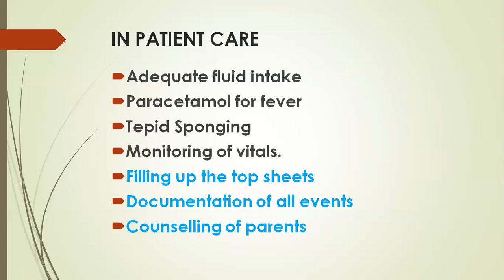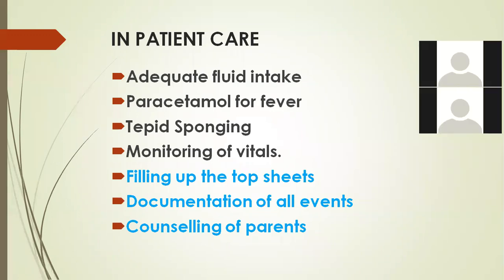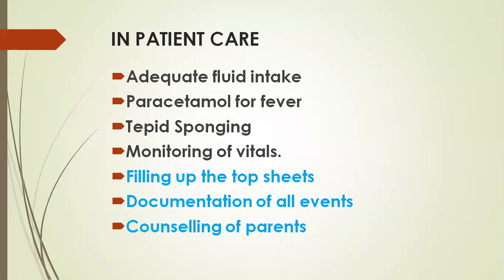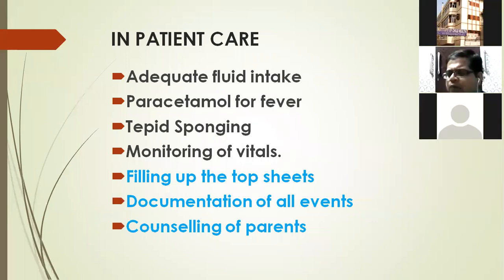So tell them from the beginning about the prognosis, that only 10 to 15% of dengue patients go to the critical phase. Otherwise, most of the patients do not go to the critical phase. You don't know at this moment whether your patient will encounter the critical phase or not, but it will occur within the next 24 to 48 hours, especially between day 5 to day 7. So counseling of the parents is very important.